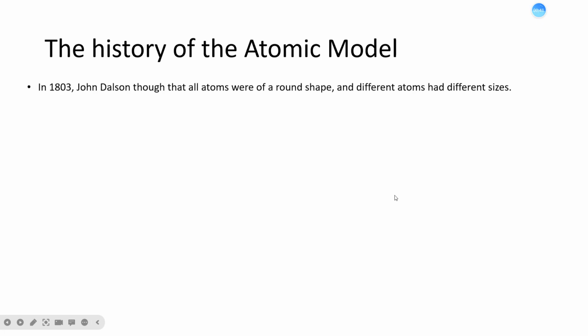Let's start this video. The history of the atomic model. So in 1803, John Dalton thought that all atoms were of a round shape and different atoms had different sizes. At that time he thought that everything we had was made of small round balls called atoms. They were the smallest things something could get.